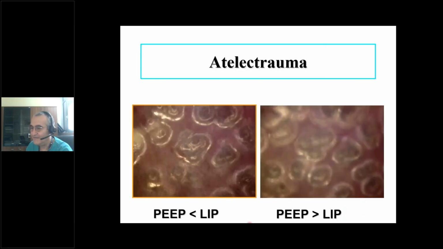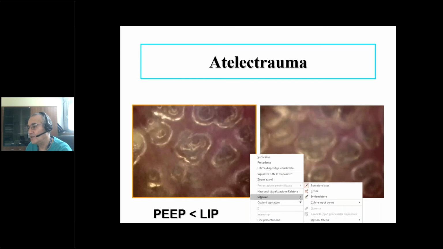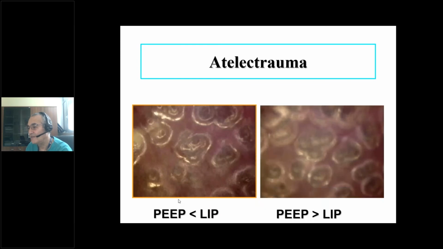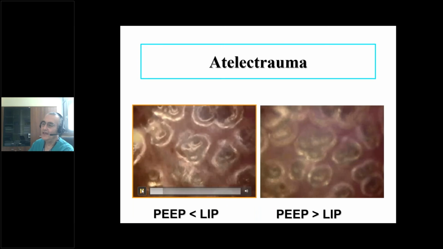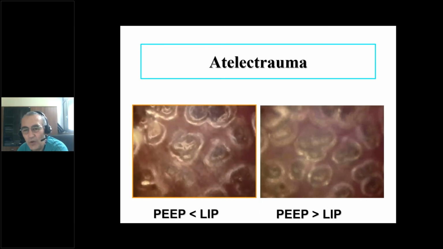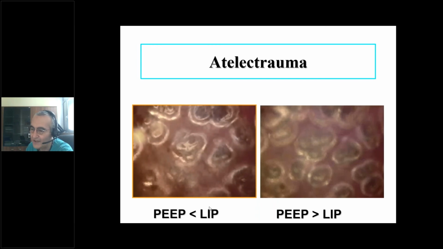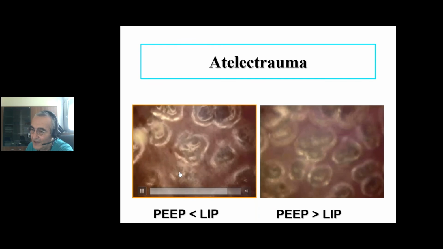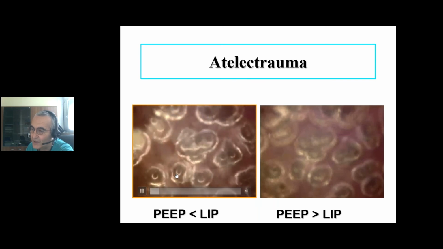If I'm lucky, maybe we could share this video. In this video, here we have video microscopy. Those are alveoli, and those are alveoli in a lung ventilated with a low PEEP, almost zero. And as you can see below, certainly the lower inflection point. You can see all those alveoli that are opening during tidal ventilation, this one.